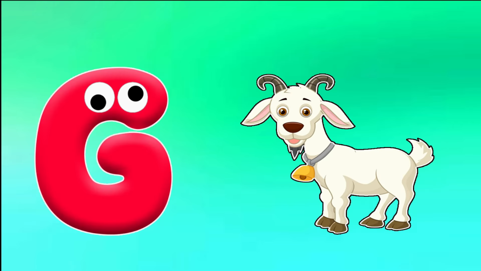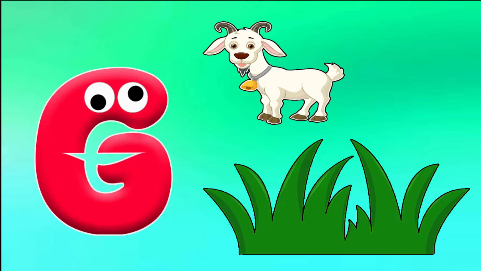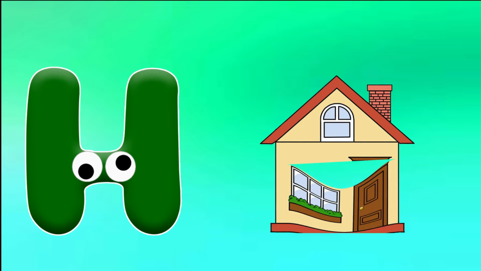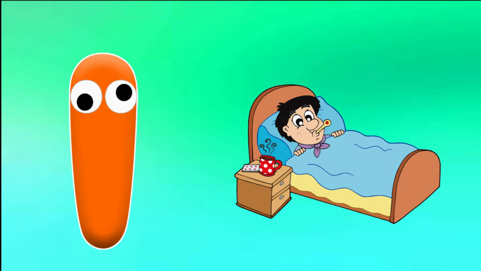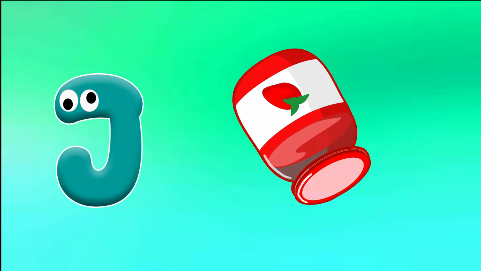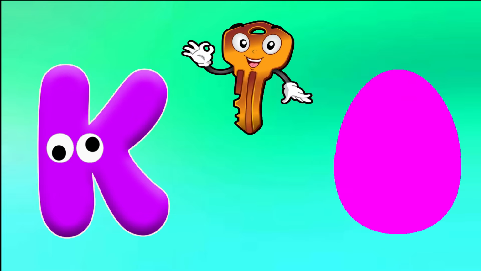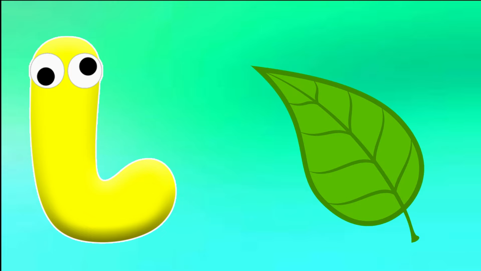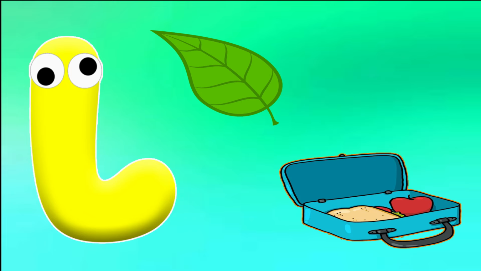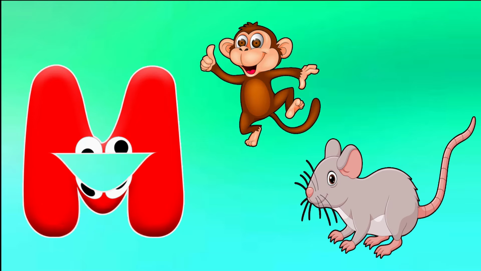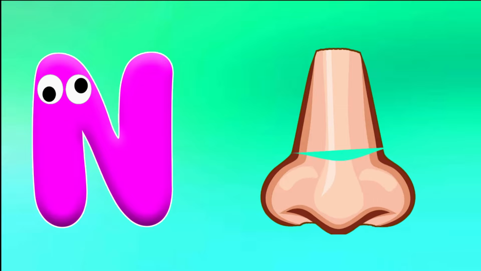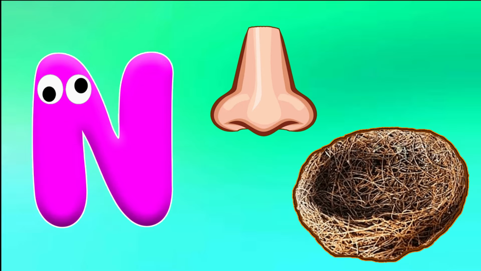G is for goat, G is for grass. L is for leaf. L is for lunch. M is for monkey. M is for mouse. N is for nose. N is for nest. O is for orange.